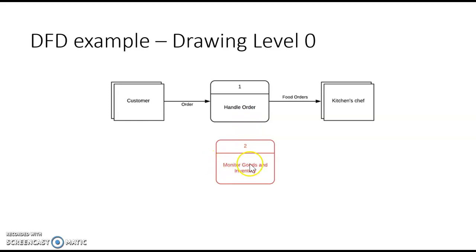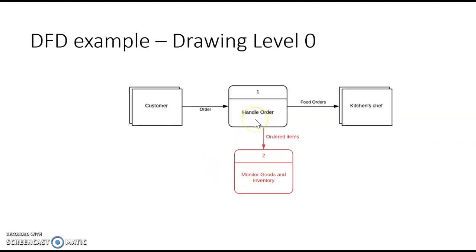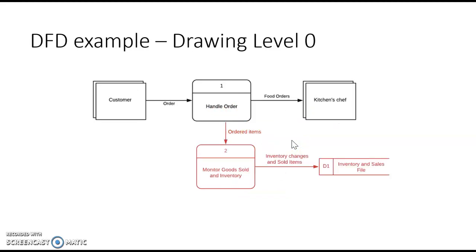When it needs to monitor goods and inventory, it needs to know what kind of orders happen. So it will take from the orders, handle order process, the ordered items to be able to store them in a data store. We'll use this shape from the Lucidchart to represent a data store, call it D1. This data store will be about the inventory and sales file. I need to connect my process to this data store.